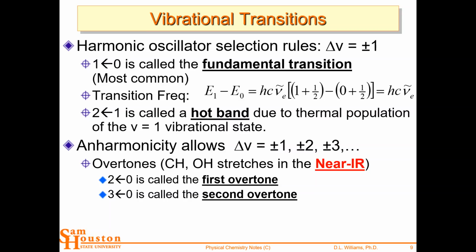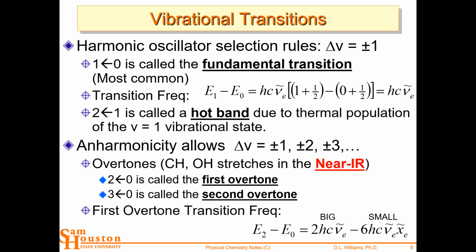You need to think of the first overtone being skipping levels. Okay, so overtones skip levels, and the smallest skip level is 0 to 2 in a vibration, and the next smallest is 0 to 3, so that'd be the second overtone. And so then the first overtone frequency, you can put in, it's basically twice the vibrational frequency. But because this is allowed by anharmonicity, you have the anharmonicity constant in there.